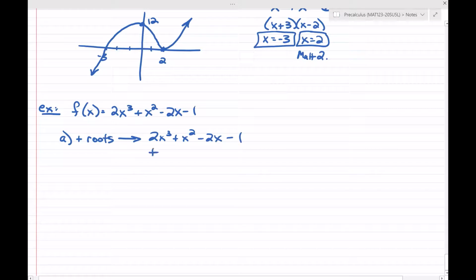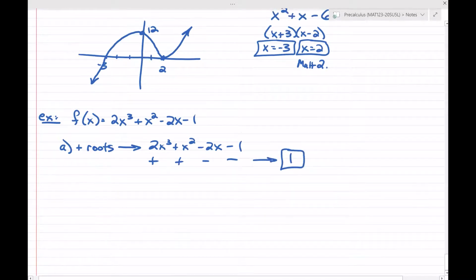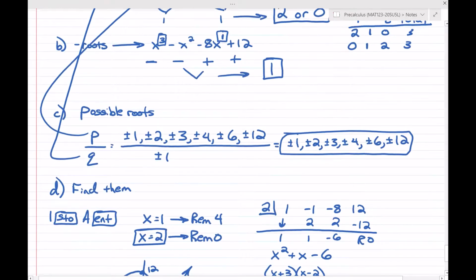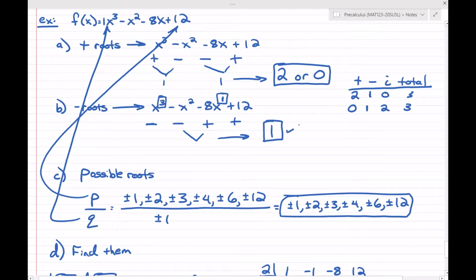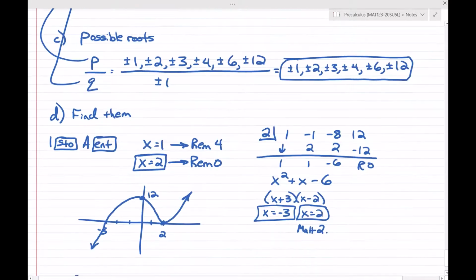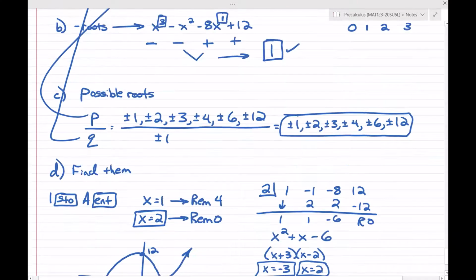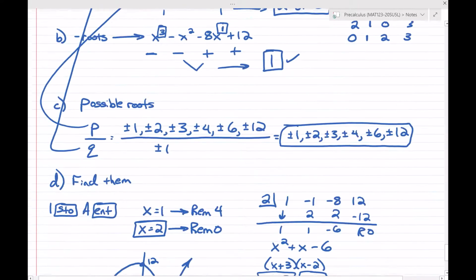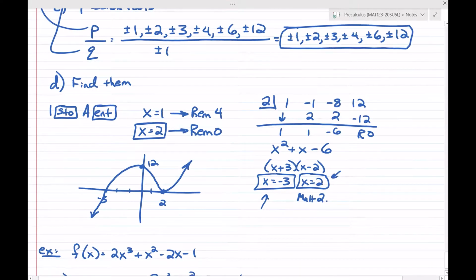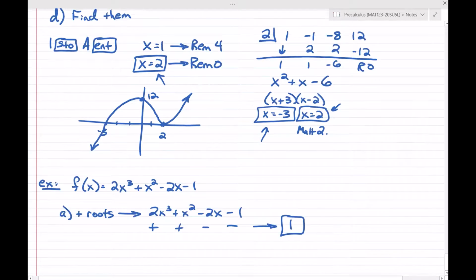Okay, so this is a positive, positive, negative, negative. Looks like there's only one positive root. And let's just look at the last example real quick. I just wanted to point this out. We said that there was going to be one negative, right? Here it is right here. We said that there was going to be 2 or 0 positive. Well, 1, 2. Technically they're the same number, but there are 2 positive roots. They just so happen to be the same number.